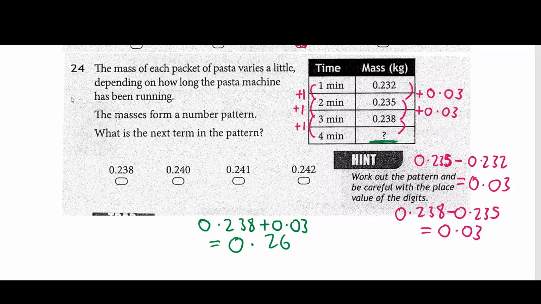So I've got 0.238 plus 0.003. It's going to be 0.241. Now, we've got 8. We add on 1, that's going to be 9. Then another one, it's going to be 0.24, then 0.241. Okay, so here's our answer here, 0.241.